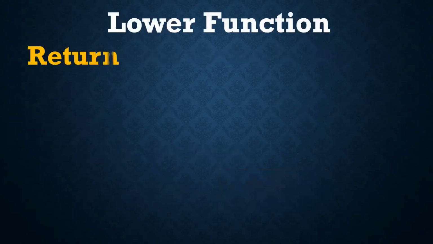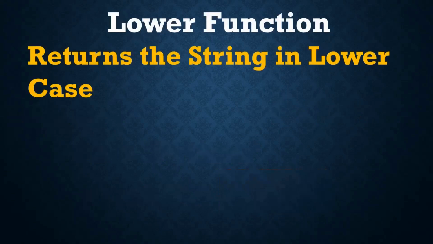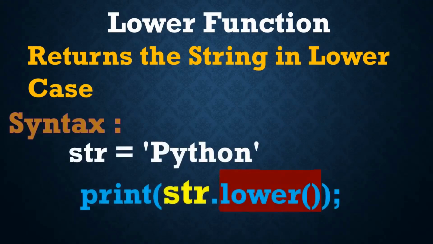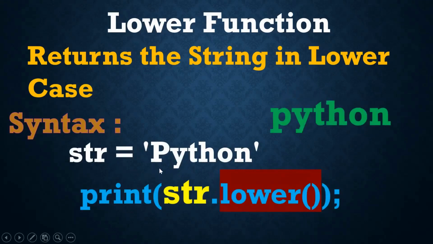The lower function returns the string in lowercase or small case. Okay, the same syntax, but instead of upper it will be lower. So this is my string, Python. I want to convert the string into lowercase. How? Print str dot lower function. The same thing as str dot upper, now str dot lower. If I want to convert into lowercase, go for the same thing.